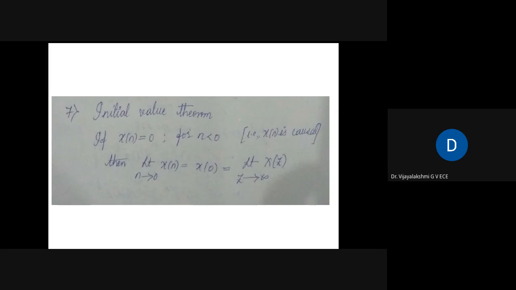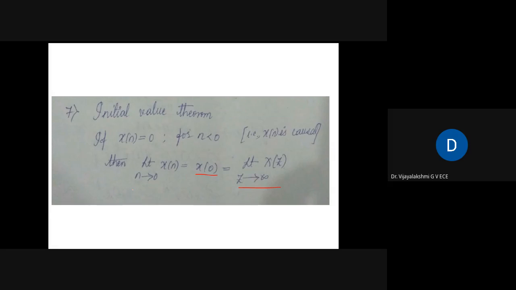I think I'll complete this and then I'll stop. So what is the initial value theorem? The initial value theorem is one where we find out the initial value of the signal. Okay, so I'll tell you what this initial value is. If x of n is equal to 0 for n less than 0, that is, if x of n is causal, then limit of n tending to 0 x of n, which is nothing but x of 0, is equal to limit of x of z as z tending towards infinity.